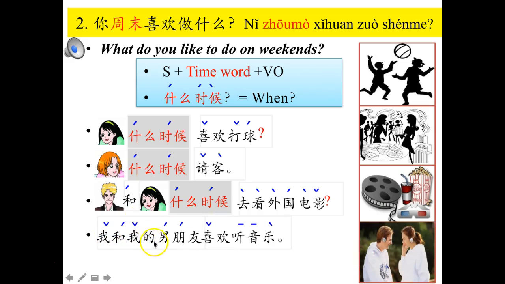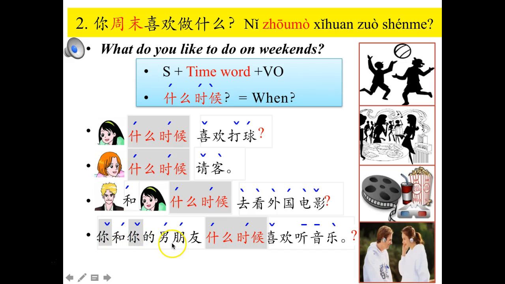Next, 我和我的男朋友喜欢听音乐。I and my boyfriend like to listen to music. When? 我和我的男朋友周末晚上喜欢听音乐。We like to listen to music on the weekend evening. 好 make this into a question. 你和你的男朋友什么时候喜欢听音乐？So, when do you and your boyfriend like to listen to music? 好 so now the rule is you put your time word before the verb. And that's something you need to remember. This is the Chinese word order.